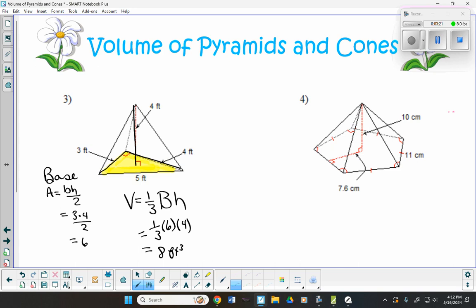Now we have a pentagon for a base here, so it's a pentagonal pyramid. So the volume is 1/3 area of the base times the height. So the base area, it's a little bit more involved. We have to find the area of one triangle that's on the base. Let me just color the base so we can kind of see that a little better. Okay, so that pentagon is our base. All right, so all of the side lengths here are 11. So the area of a triangle is base times height divided by 2. So we would do 11 times 7.6, because that's the height of the triangle, 7.6 divided by 2.